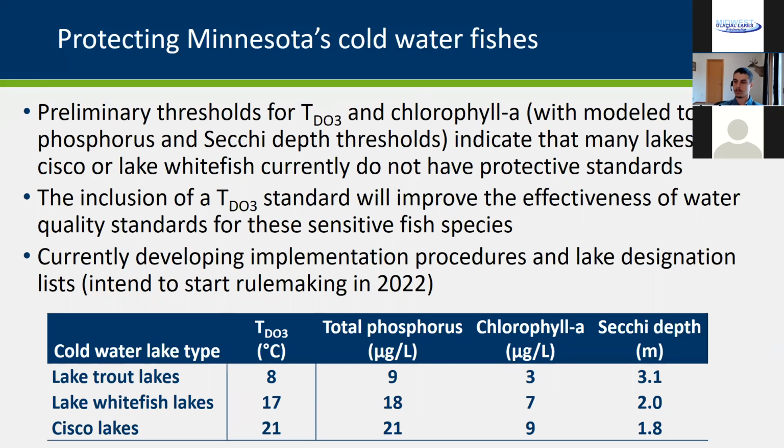And so if we can include this into our standards, I think it should improve the effectiveness of our water quality standards for these species. So right now, we've got these thresholds where I think we're zeroing in on where those numbers should be for their protection. We're developing those implementation procedures like I talked about, as well as trying to finalize those lists of lakes that should be protected for these fish species. Hopefully we can get to formal rulemaking sometime in 2022 with adoption most likely in 2023, but things never go quite the way you hope. But anyway, that's our target right now.